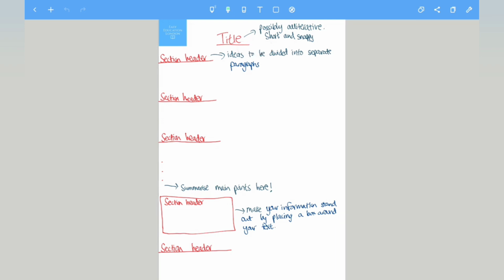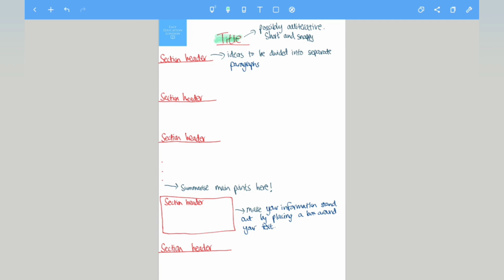Now, here we have an example of how to structure your leaflet. So as you can see at the top, you will have a title. And within your title, the title itself may possibly be alliterative, and your title should be short and snappy. Following that, you will have your section header, and this is where you will have ideas which are to be divided into separate paragraphs. As you can see, we've got 1, 2, 3, 4 and 5.